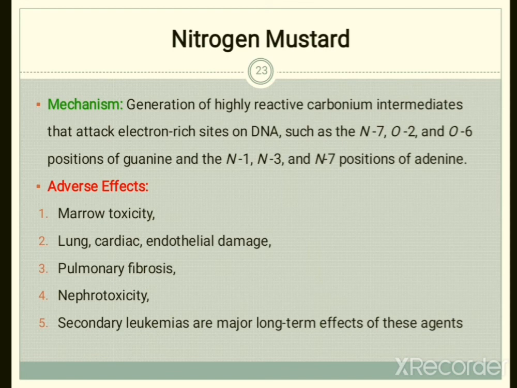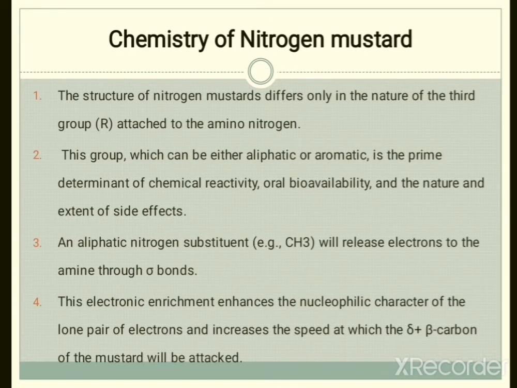Now the adverse effects of these nitrogen mustards are basically myelotoxicity, lung, cardiac and endothelial damage, then pulmonary fibrosis and nephrotoxicity. Secondary leukemias are major long-term effects of these agents. Now further we will discuss the chemistry of the nitrogen mustards. The structure of nitrogen mustards differs only in the nature of the third group attached to the amino nitrogen.